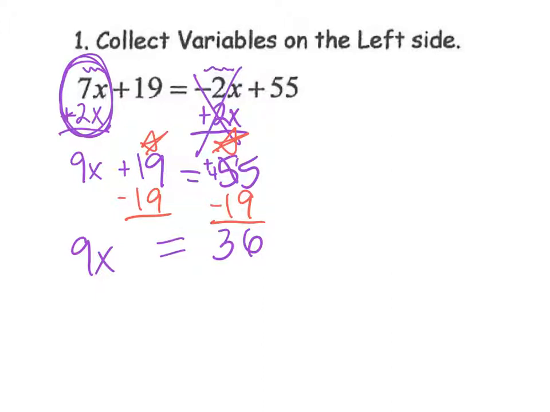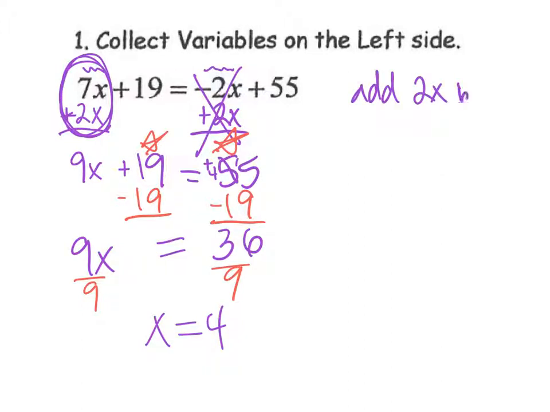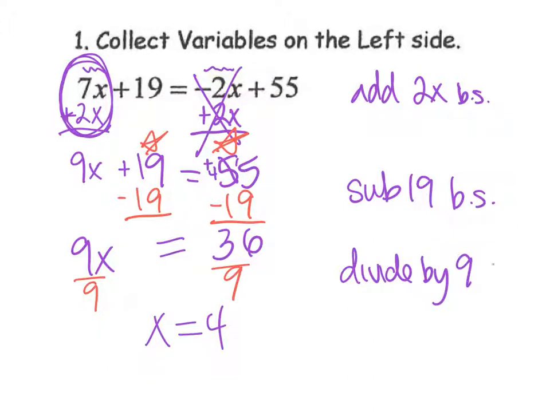And my final step is divide by 9. You are right. That equals 4. Okay. So I added 2x to both sides. I subtracted 19 from both sides. And then I divided by 9 on both sides.